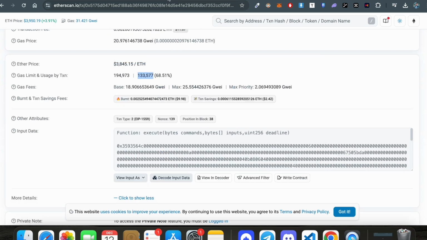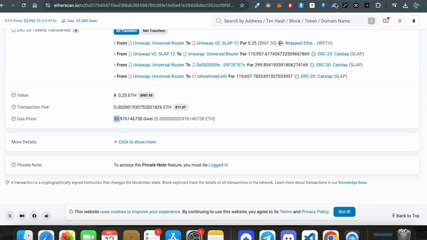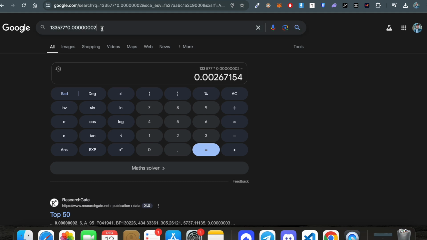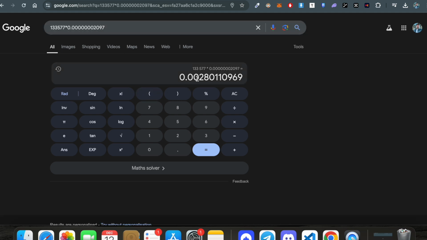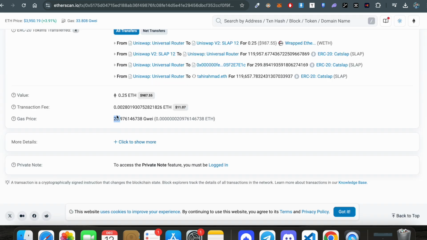This is the fees. So 20.97. So 20.97. If I hit, 0.028011, and what is the fees? 0.00280019. So this is the concept of gas. So gas is basically a price of one gas that is in ETH, but it's in a very smaller unit. That's why we call it as GUE.